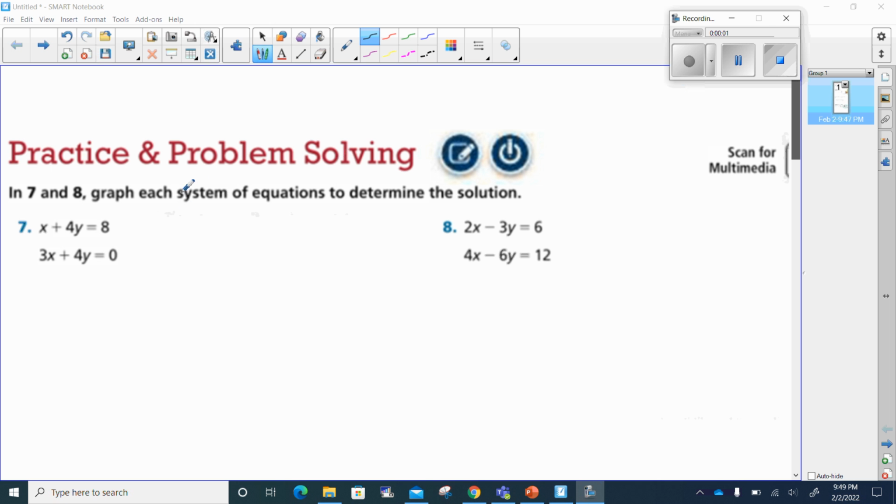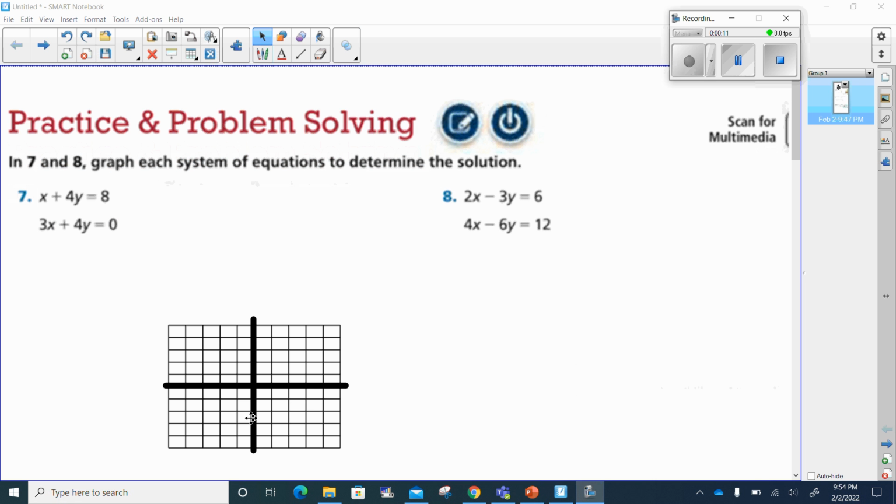Class, let's go ahead and graph each system of equations to determine the solution. Let's start with the first one here. Remember, we're trying to find the solution to this. All right, to do this, I had to get a graph going over here, so let's begin. We want to make sure we put everything in y-intercept form, so we're going to change this up.